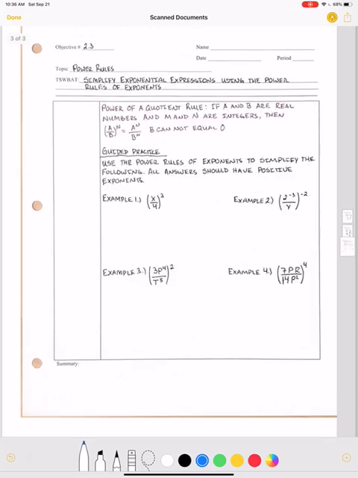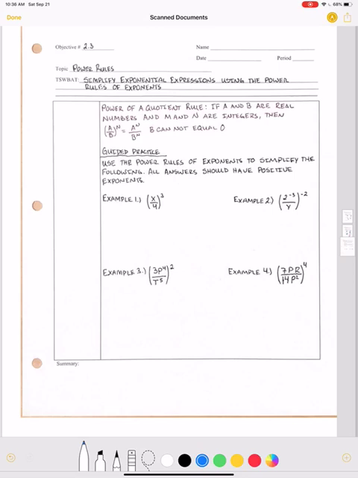Lastly, we have the power of a quotient rule. It says if a and b are real numbers and m and n are integers, then a over b raised to the power of n equals a to the n over b to the n. B cannot equal 0 because your denominator cannot equal 0. So we just want to make sure that that doesn't happen. All we're doing here is distributing the exponent to both the numerator and the denominator of the fraction.